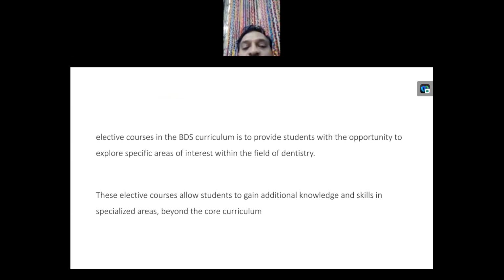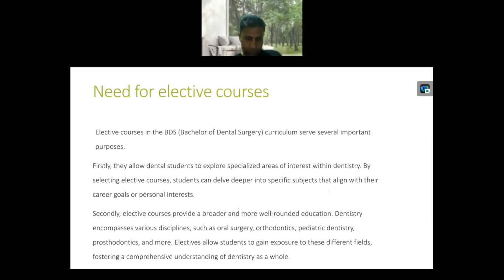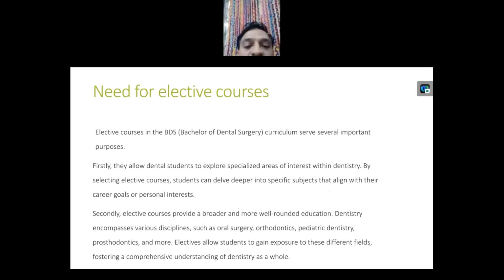The elective courses in the BDS curriculum provide students with the opportunity to explore specific areas beyond the core curriculum. So what is the need for these elective courses? As I mentioned, they serve several important purposes. Firstly, they allow dental students to explore specialized areas of interest within dentistry. By selecting elective courses, students can delve deeper into specific subjects that align with their career goals or personal interest. Secondly, the elective courses provide a broader and more well-rounded education.